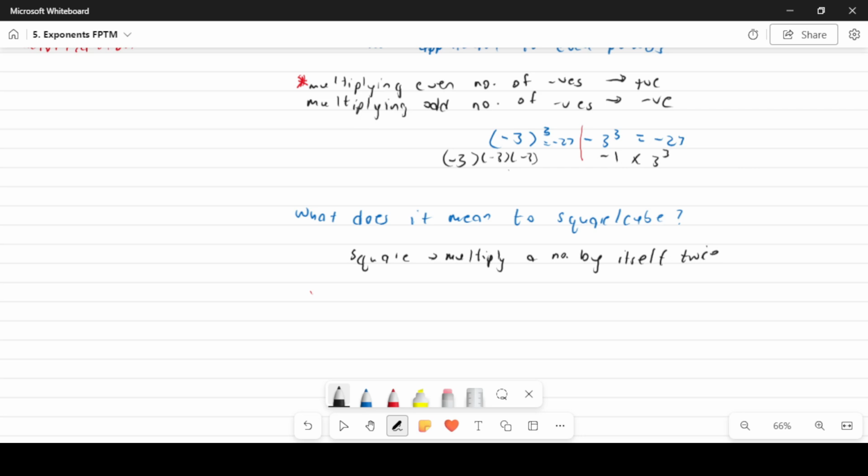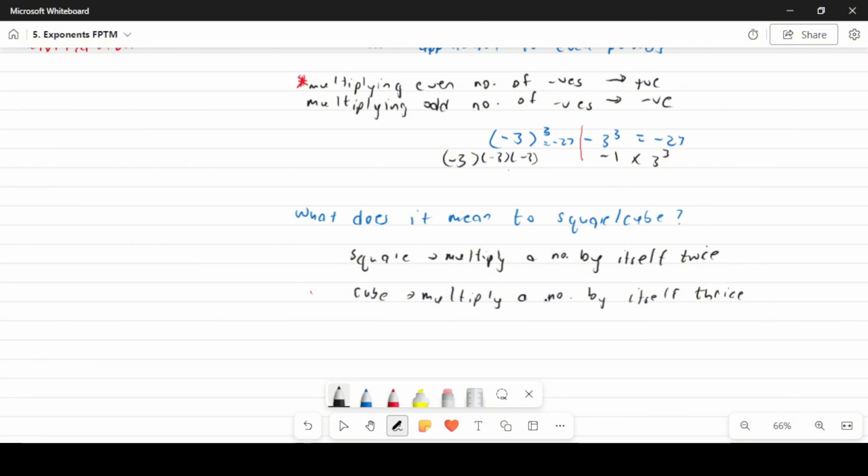But to cube a number, you multiply a number how many times? Three times. You multiply a number by itself thrice, or three times. That makes sense. It should make sense.